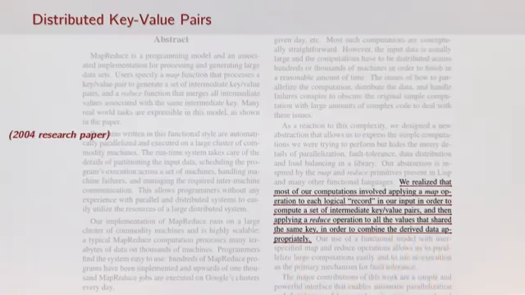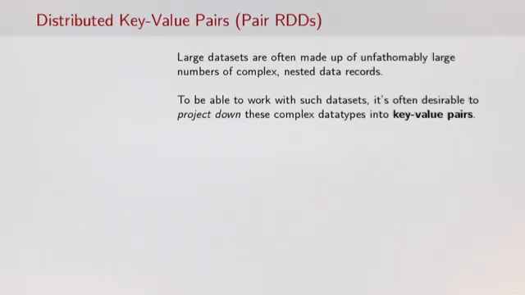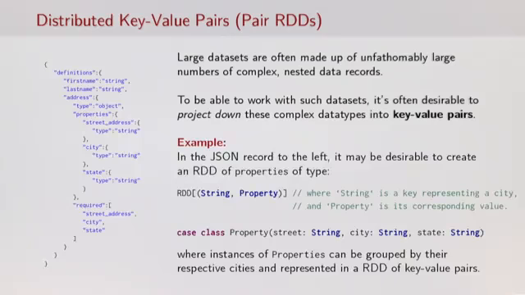Or said another way, computations that they were already doing at Google always ended up producing key-value pairs, so they focused the design of MapReduce around this common pattern for manipulating large amounts of data. This is due in large part to the fact that large datasets are often made up of unfathomably large numbers of complex nested data records. So complex elements of a large dataset like the Wikipedia case class we saw in the previous session. And of course the case class that I showed you was just an example and a simplification of such a record. Given such complex records and the need to do computations on them, often data analysts need to project down these complex data types into key-value pairs in order to operate on them.